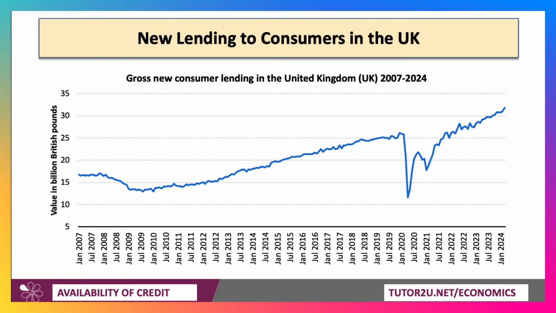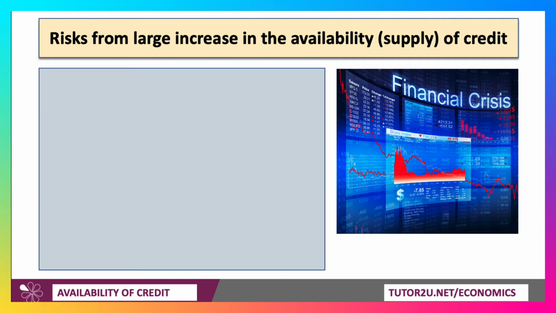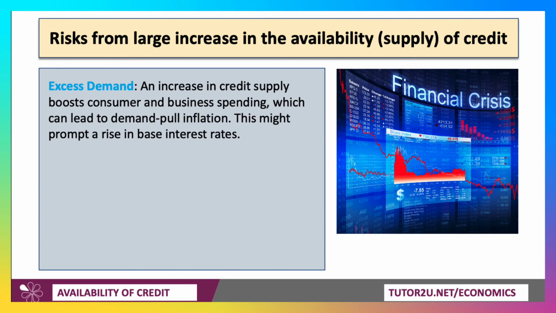Obviously, consumer lending fell off the cliff during the pandemic. The economy shrank by 10%. But you can see since then it's picked up again. It's almost back at where we would have expected it to be had there not been a pandemic. So what are the risks from a large increase in the supply of credit? Well, one is excess demand.